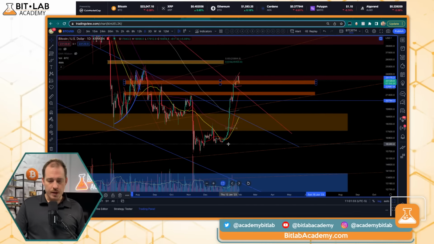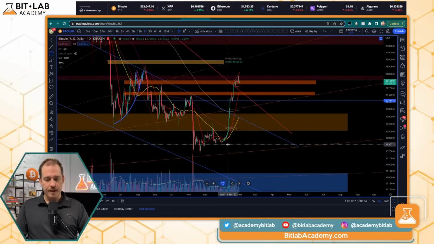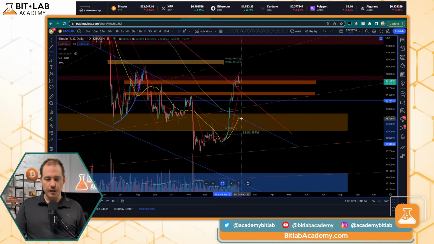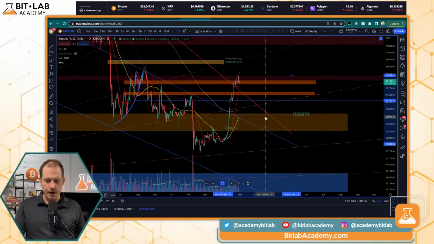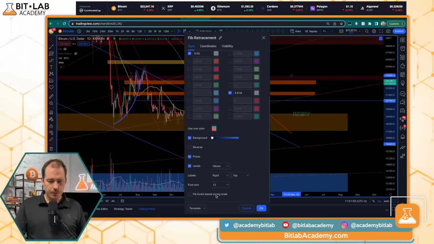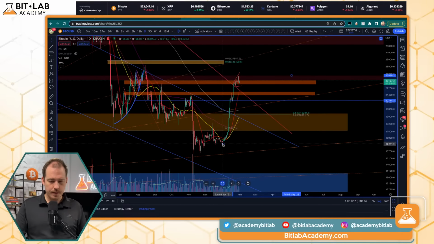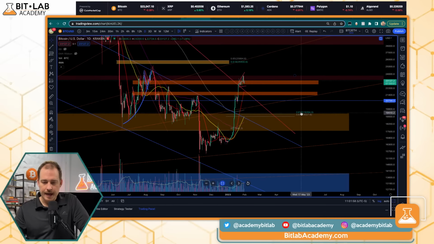What we can do is press Option or Alt if you're on PC; on Mac, it's Option F. Click down here at this move's low and pull this all the way up to the top here. And as you can see, we have this golden pocket right here. So we have this golden pocket Fibonacci.